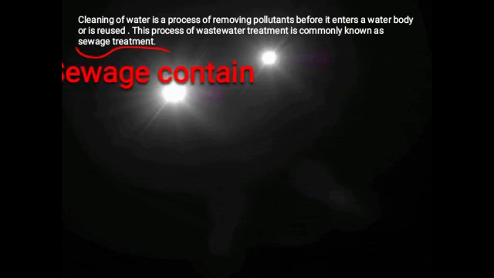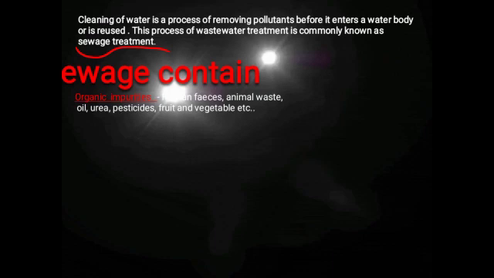Okay. Then what does sewage contain? So that's the next point. What are the impurities the sewage contains? The first thing is organic impurities. Organic means which can decay, the thing which can decay.